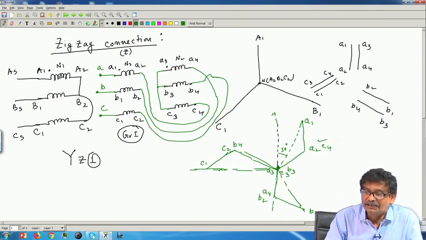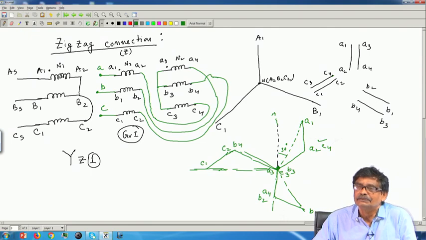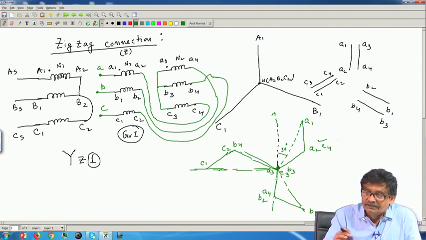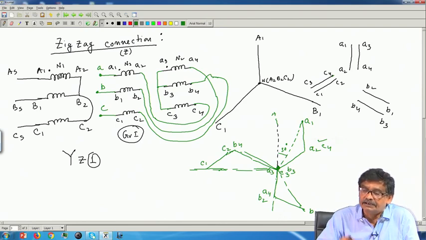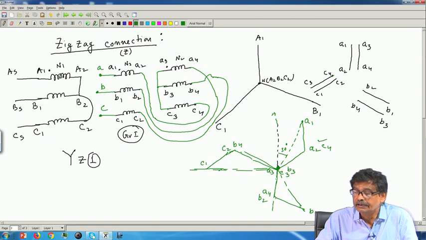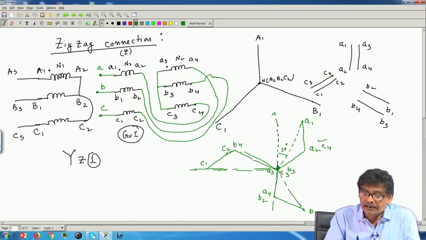So, you can see this is called zigzag connection. So, zigzag connection is essentially a sort of star connection, 3 terminals. You must require 2 identical coils, you cannot do anything, and we have just discussed how it can be done.